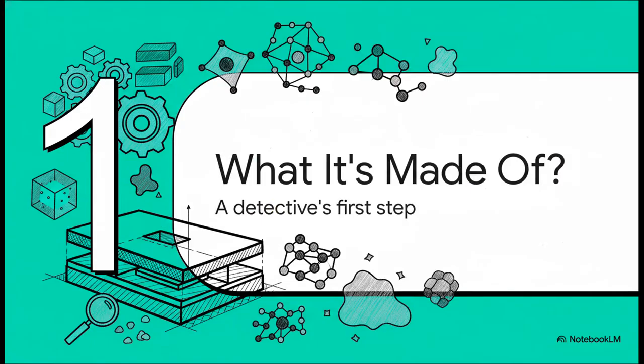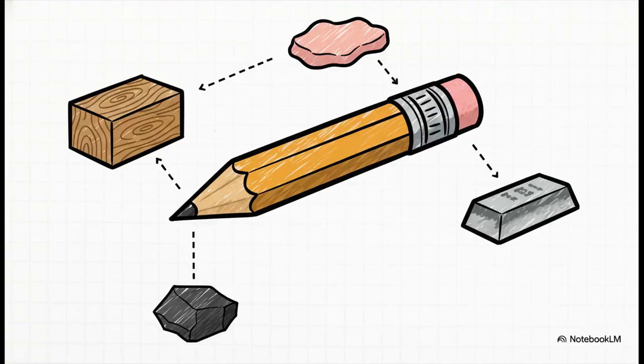All right, section 1. What is everything made of? Our investigation starts with the most basic question of all. And the idea is really simple, but it's so important. Objects are made of materials. Sometimes an object is made of just one, but often it's made of a bunch of different ones. Think about a simple pencil. You've got wood, graphite for the lead, a little metal band, and rubber for the eraser. Once you start seeing things this way, you can't stop.